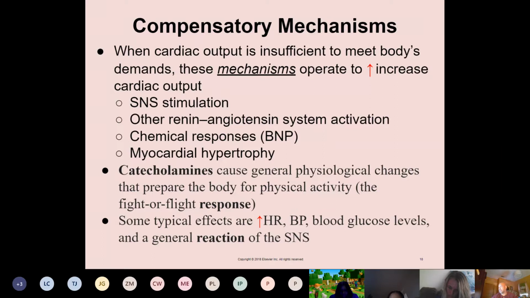All right. So some of the typical effects of catecholamines when they're released is the patients will have an increased heart rate, increased blood pressure, and the glucose levels will also increase. And this is again a general reaction to the sympathetic nervous system, which is a part of the autonomic nervous system. Remember, you have the parasympathetic and the sympathetic nervous system.